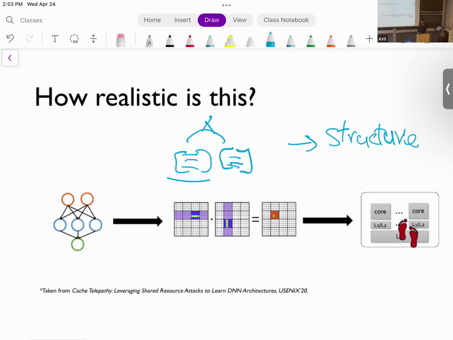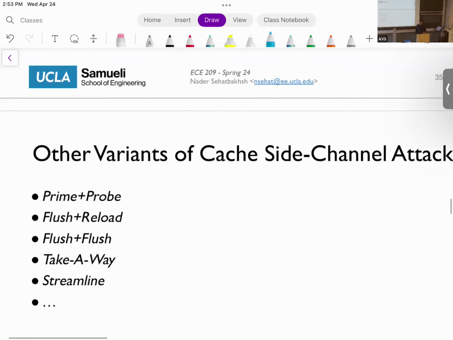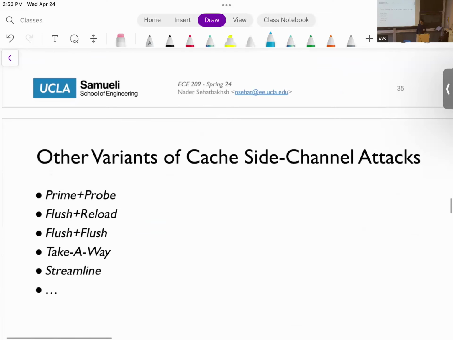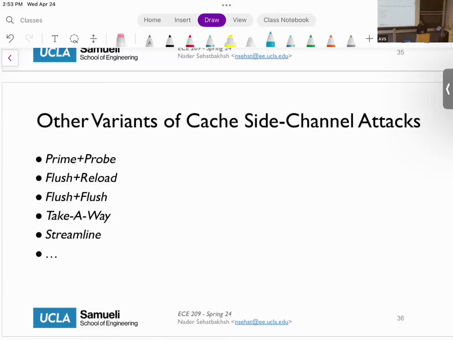So things like that could also happen with a cache side channel attack, all right? There are tons of other variants of cache side channels. There's flush and reload, flush and flush, and stream line. Some of it we're gonna discuss next week. Some of your classmates are gonna present these papers. But essentially, most of them are based on this fundamental logic of a multiple phase approach, where based on the access pattern of the victim application, the attacker knows something about the data.